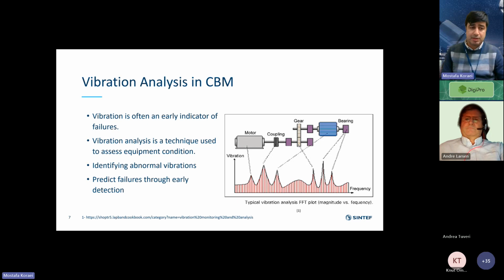And vibration analysis is a technique used to assess equipment condition as well. So that's very good because we can give it as an input to our model to calculate the health condition and do the prediction for the failure. And another thing is that identifying abnormal vibration could be done for even one type of equipment, and it is somehow different from several other methods, and is very well defined for machine learning and pattern recognition algorithms.